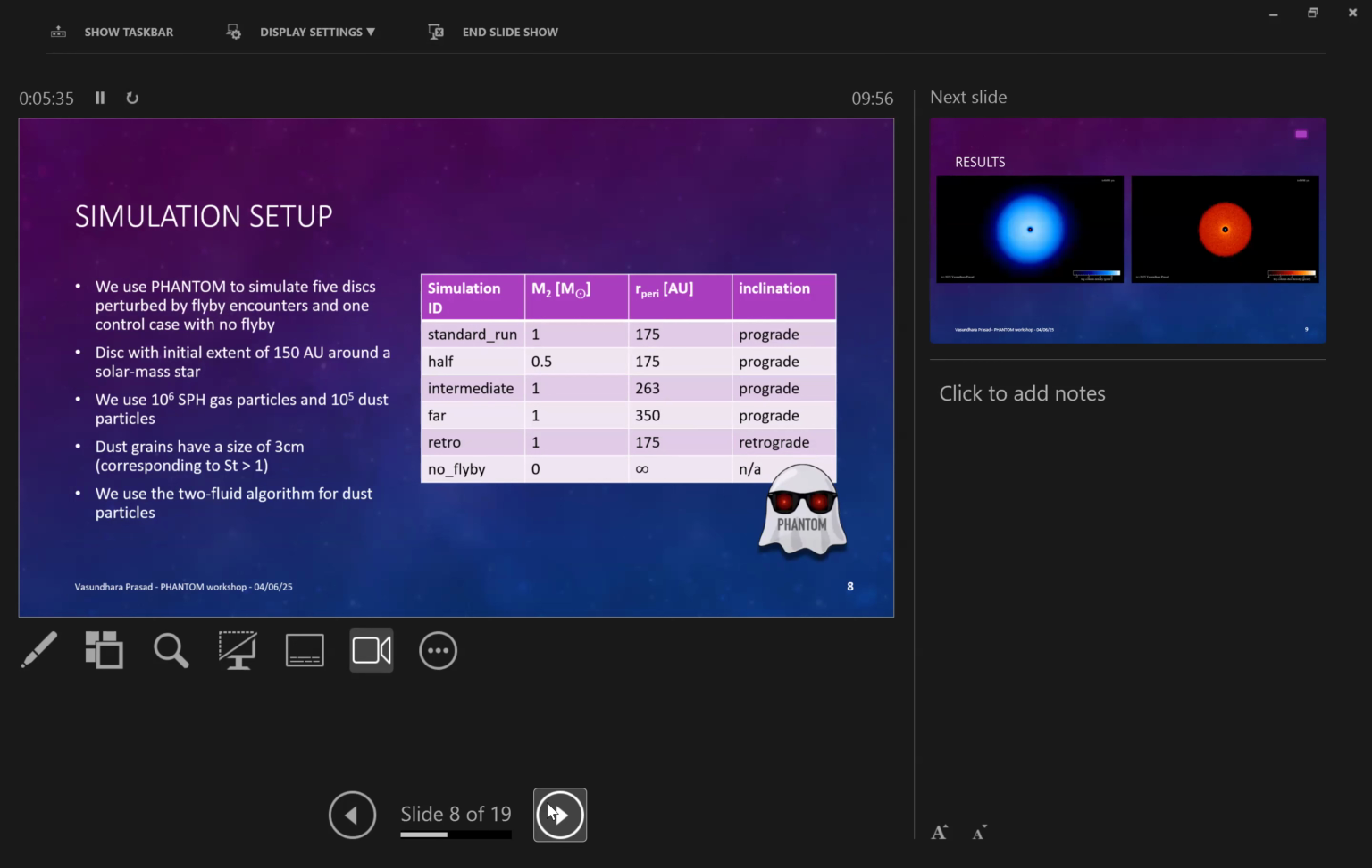We use 10 to the 6 SPH gas particles and 10 to the 5 dust particles, and the dust grains have the size of 3 centimetres, which again corresponds to Stokes numbers of about 1 or slightly larger. And these are quite large dust grains, so we're going to be using the 2-fluid algorithm for dust particles. And also importantly, these are all coplanar flybys, so we haven't looked at inclined flybys in this work.